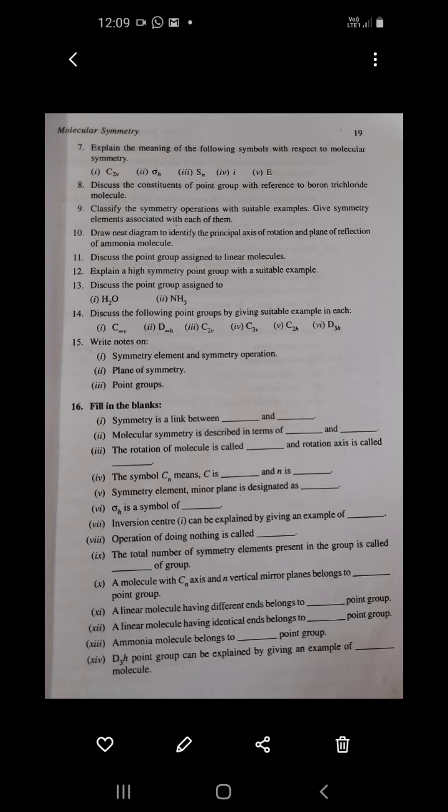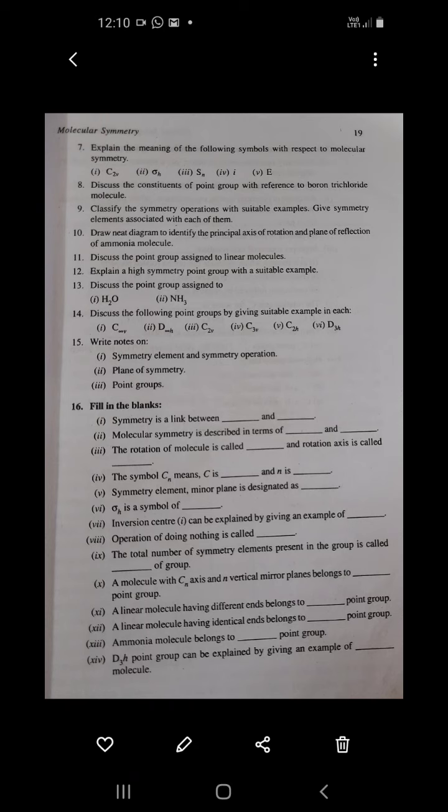Sometimes a question may be asked, like, classify the symmetry operations with suitable examples, and give symmetry elements associated with them. On the basis of symmetry operations you have to classify different examples. Then discuss point group for linear molecules, like for example H2 molecule which has both ends similar, or HCl molecule where the two ends are different but this molecule is also linear. So for both HCl as well as H2 molecule, the point groups are different. So on that you have to answer.